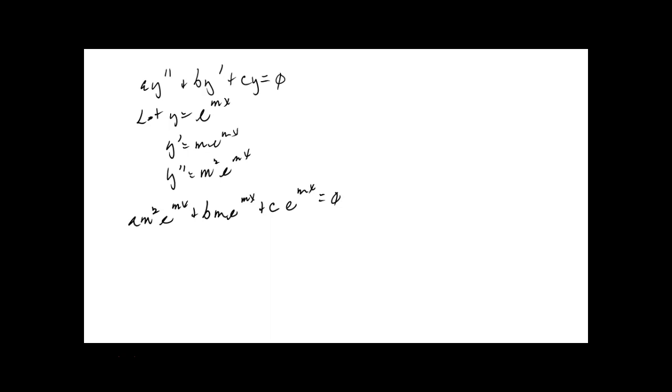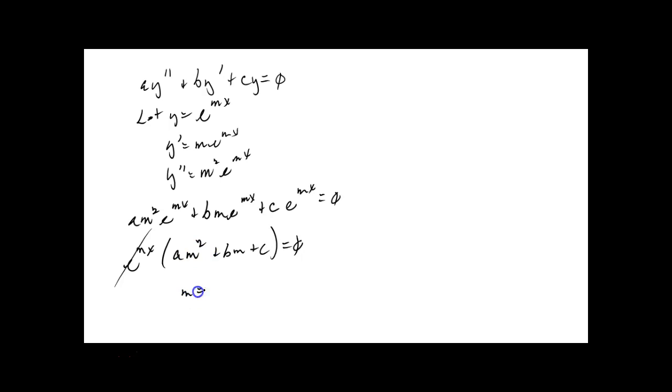Okay. Again, you can factor out e to the mx, and you have am squared plus bm plus c equal to 0. Because e to the mx can never be 0, you can throw it out. That factor can't be 0, so this factor has to be 0. That's a standard quadratic equation. That's why they say this is doing it by the algebraic method.